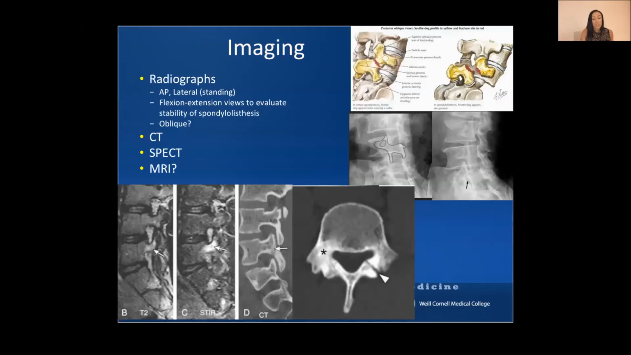If there's still no defect appreciated and you still have a high index of suspicion, then a SPECT with CT is probably the next recommended option. You can usually see the images really, really well there. MRI does show some irregularity on film, but the problem is there's a high false positive rate because radiologists are actually not trained to look for spondylolysis on MRIs. So it just makes it a little bit tougher to make sure you're finding the right thing.